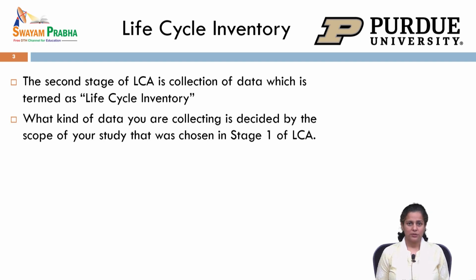What kind of data you are collecting is decided by the scope of your study that was chosen in stage 1 of LCA. Hence, scoping of your LCA is the most critical step for doing a good LCA, because that determines how much effort you need to put in collection of data and what kind of data, which is actually a time consuming and also a costly affair.